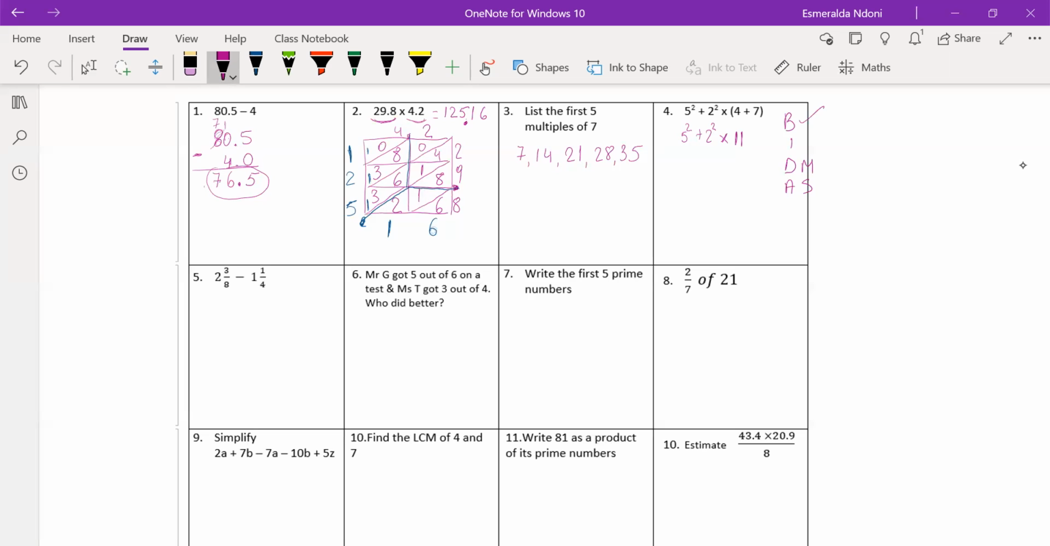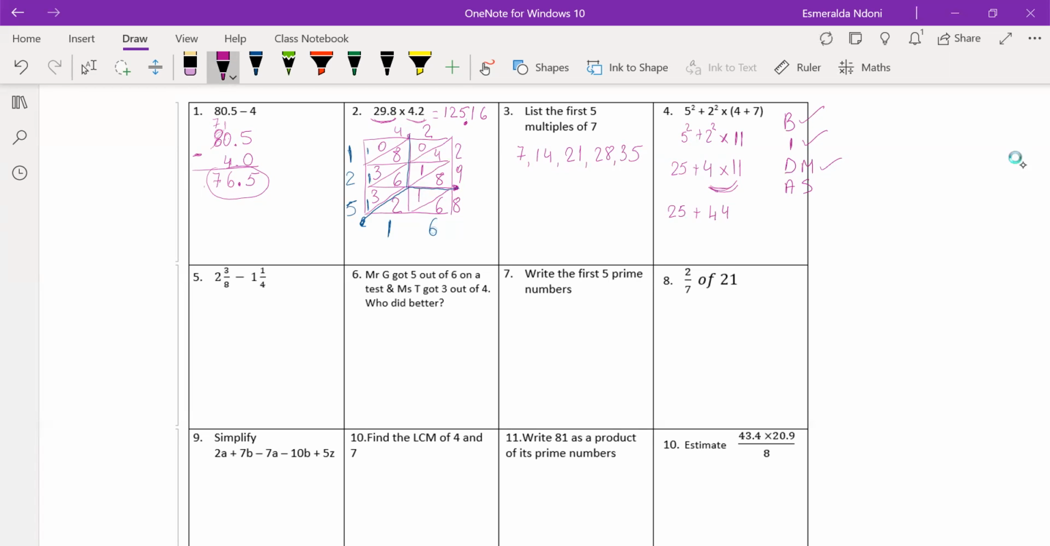I've done brackets. Now I do the indices, which are the little powers. 5 squared is 25. 5 times 5 is 25. Plus 2 squared is 4. Then I write the 11 as it is. So I did my indices. Next one is division or multiplication. I have a multiplication here, so that's what I do first. I leave the 25 as it is. 4 times 11 is 44. So I've done that.